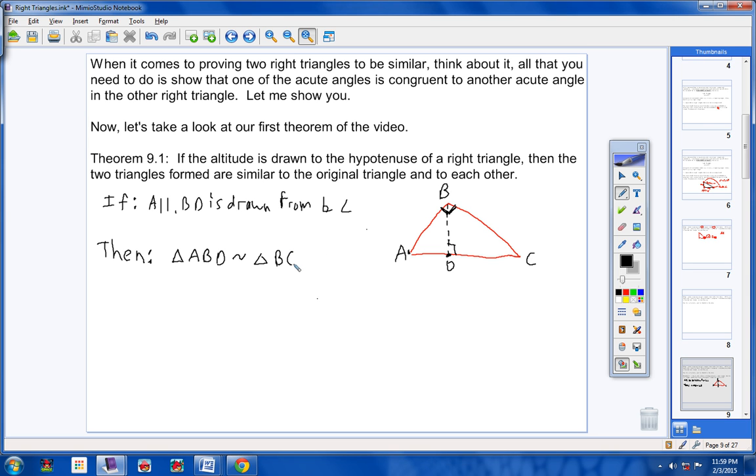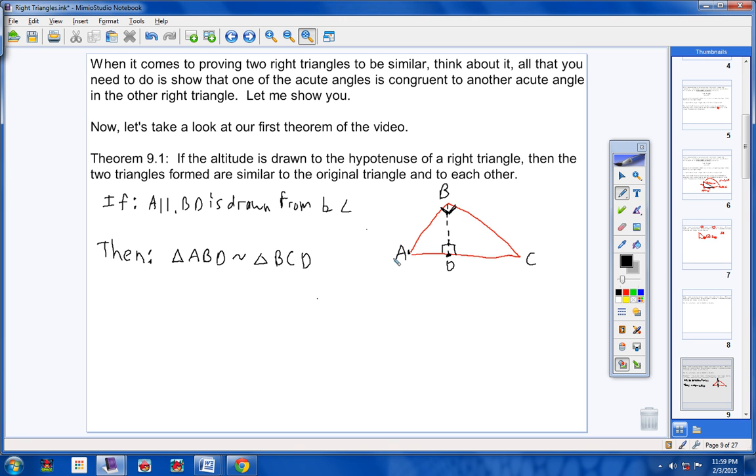So C comes second. Notice in triangle ABD, D is next. That's a right angle right here. Well, the right angle over here in this triangle is D. So D goes here. If you're a little confused, just memorize it, guys. It's triangle ABD, similar to triangle BCD.